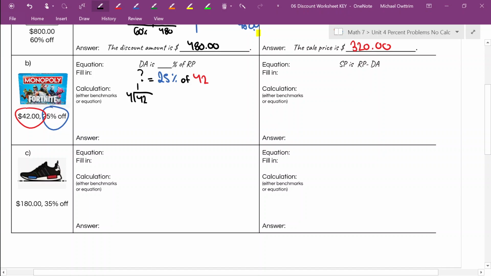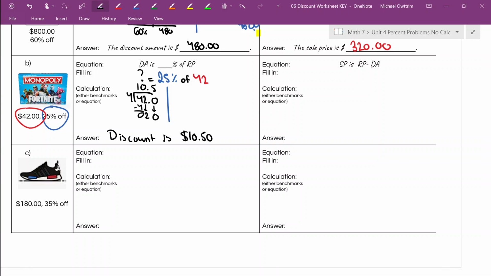4 goes into 4 one time. 4 goes into 2 0 times, so we'll add our dot 0. And 4 goes into 20 5 times. So we could say our discount is $10.50 from our division.